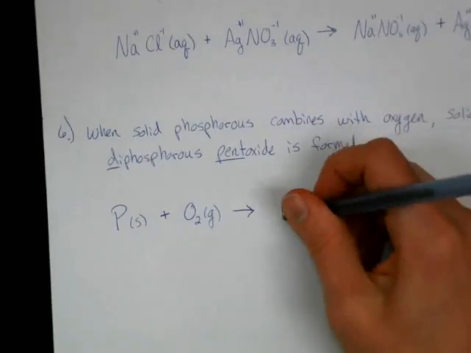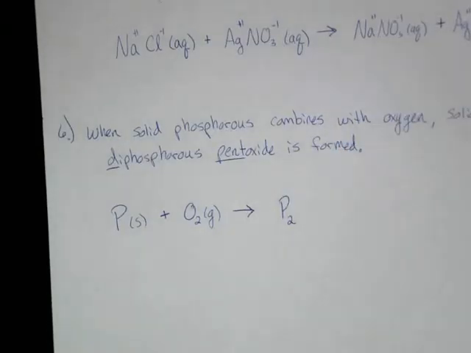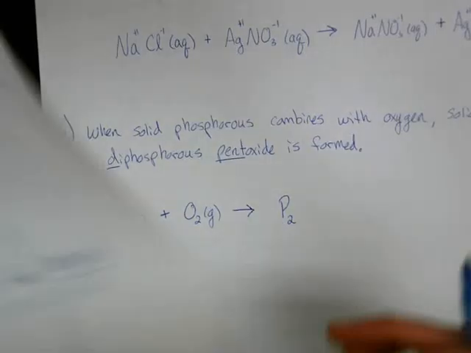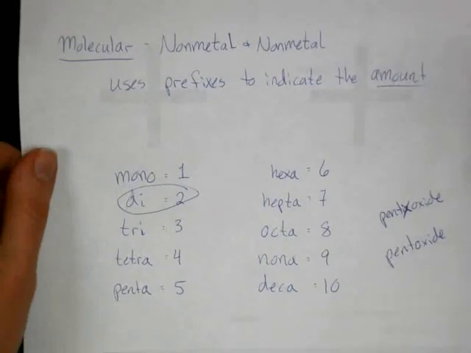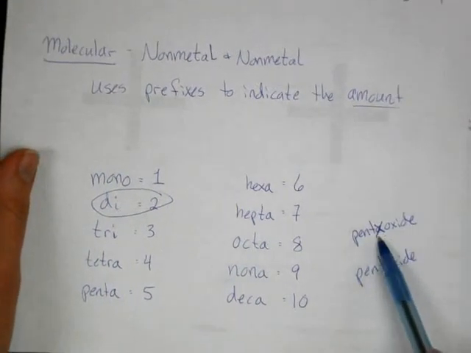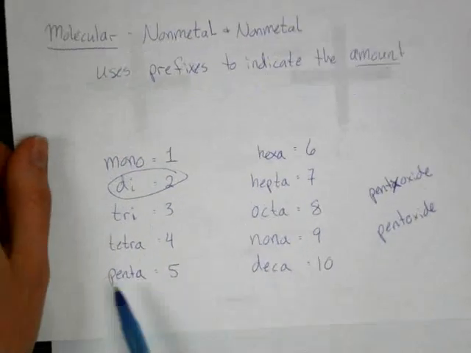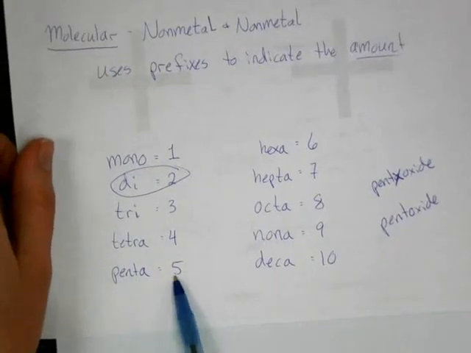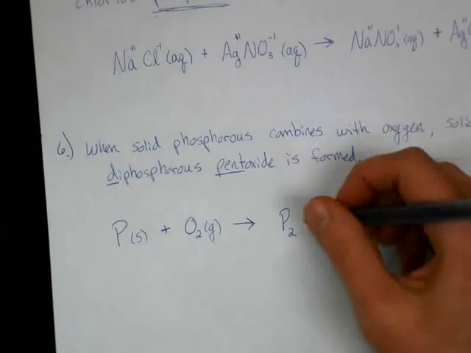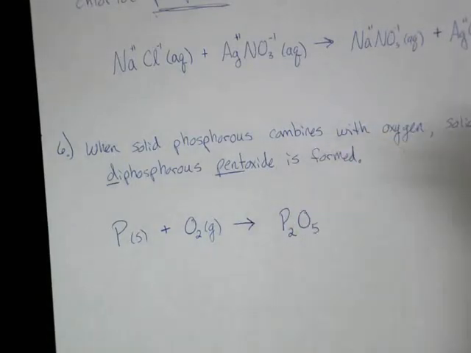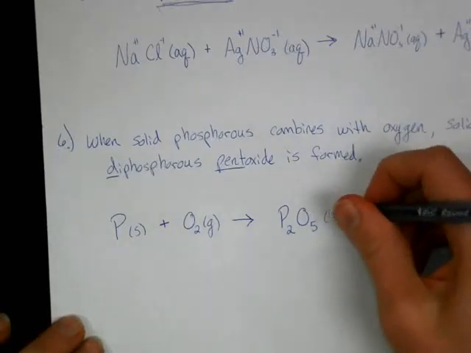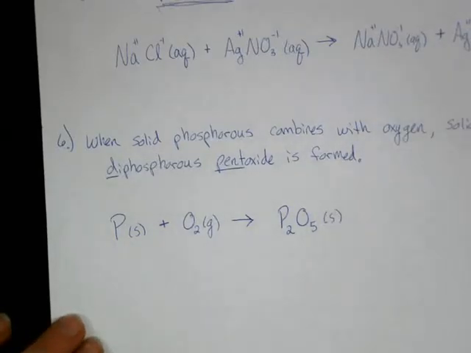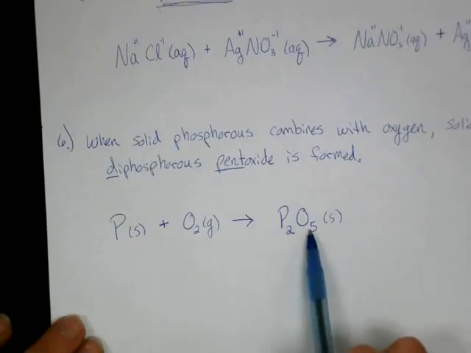Diphosphorus pentoxide. So if I look at my prefixes again, di means 2. So I have 2 phosphorus. And I write that by putting a subscript 2 after my P, which stands for phosphorus. And then pentoxide, well, again, we don't have a pentaoxide because our A dropped out. We just have pentoxide. It is still referring to this 5. So I'm going to have oxygen, and I'm going to have 5 oxygens. So I write this as one compound, P2O5. And it says that that was a solid.